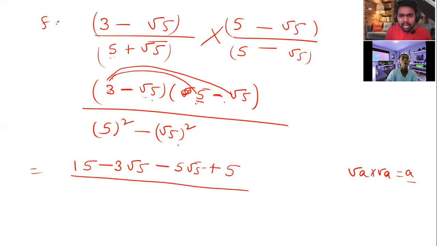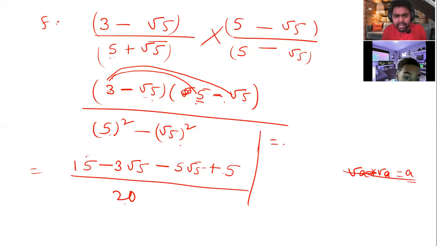Now as you told, it will be 20. I have written 20 in the denominator. 25 minus 5 will make 20, right? The next step, see here I'm solving the next step. It will be 20. 15 plus 5 will be 20, and it is minus 3 root 5 and minus 5 root 5. So here we can add, minus 3 root 5 and minus 5 root 5 will give minus 8 root 5.